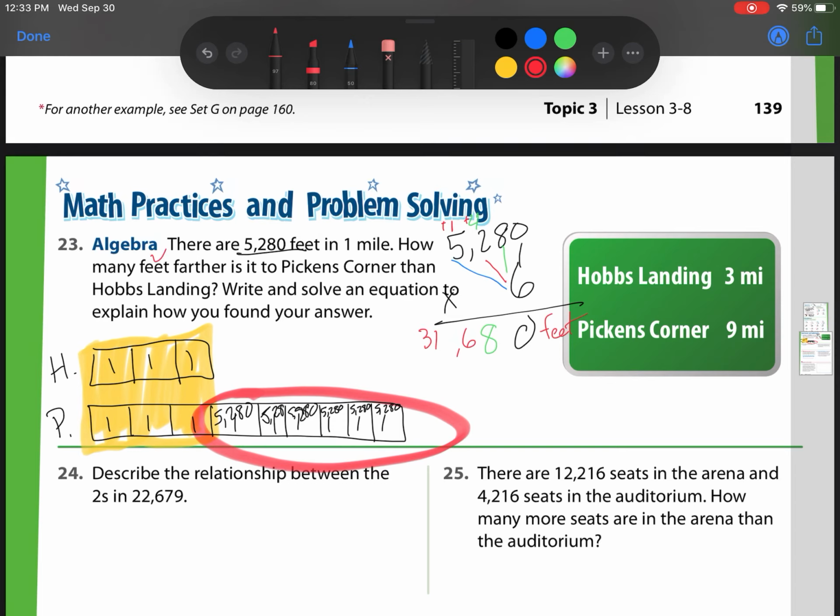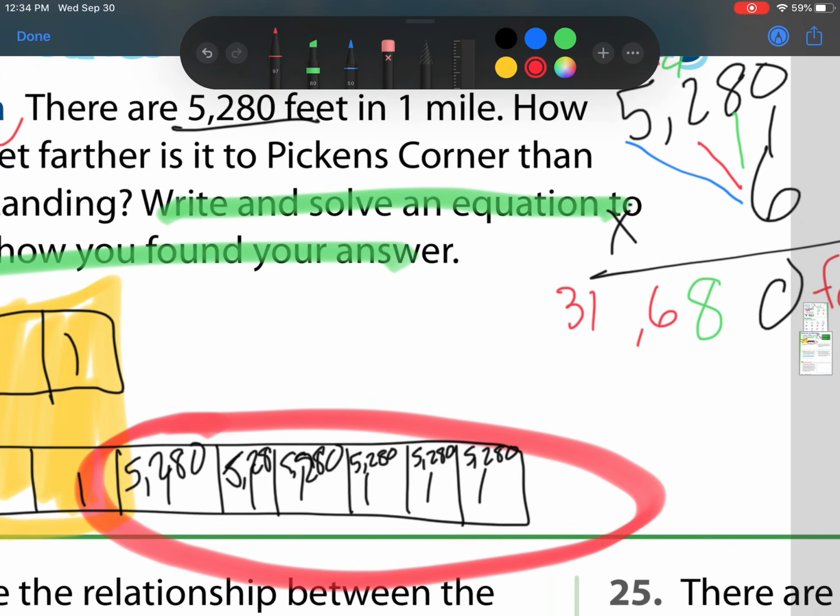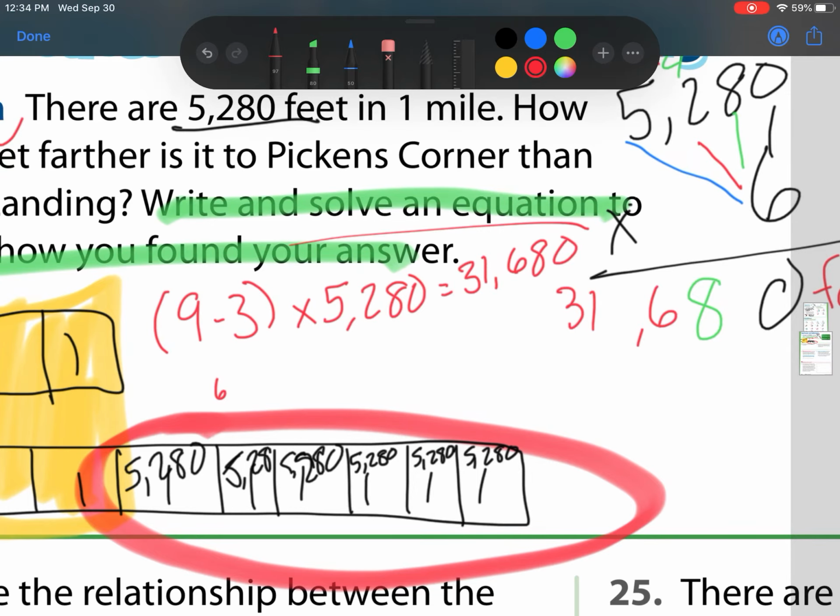But it still has this part where it says, write and solve an equation. So I just have my work here. So I need to put it in equation form. Well, what did I do with my tape diagram? Well, I said 9, take away 3, because remember, that equals 6. And then I'm multiplying that by 5,280. And when I multiplied it by that, what did I get? I got 31,680. So right there is my equation.